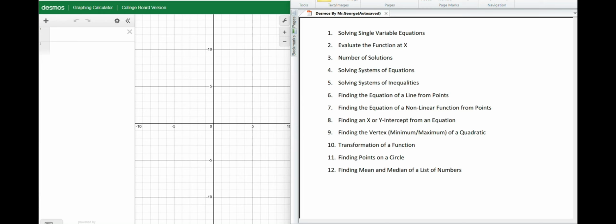Hello guys, I made a collection of some math topics for the SAT that we can use on Desmos, and here are the topics, and we will start doing it one by one and see how we can handle it.